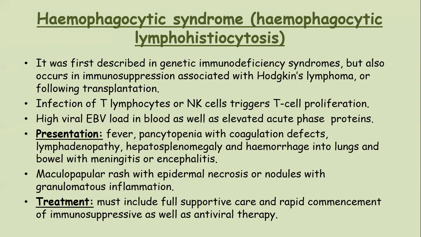The disease presents as fever, pancytopenia with coagulation defects, lymphadenopathy, hepatosplenomegaly, hemorrhage into the lungs and bowel, meningitis, and encephalitis. Maculopapular rash with epidermal necrosis or nodules with granulomatous inflammation is also seen. Treatment is always supportive, with rapid commencement of immunosuppressives as well as antiviral treatment.